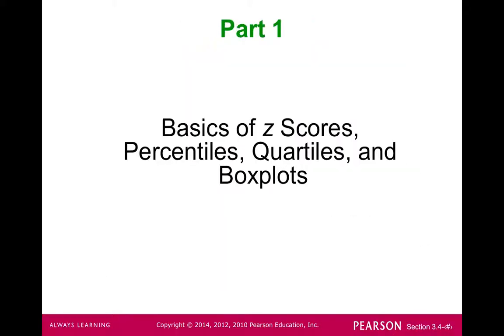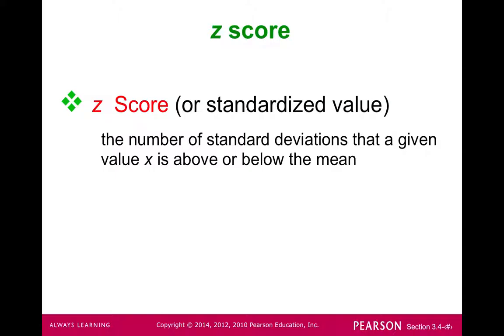Okay, so part 1. We're going to talk about the basics of z-scores. We're going to talk about percentiles, quartiles, and then box plots. So a z-score, and I'm not sure whether you'd be familiar with z-scores from math classes that you may have taken in the past, but essentially a z-score is a standardized value, and it's the number of standard deviations that a particular value of x is above or below the mean.